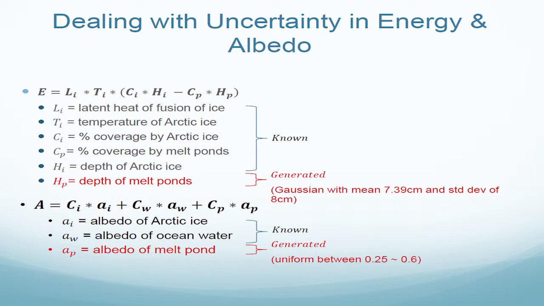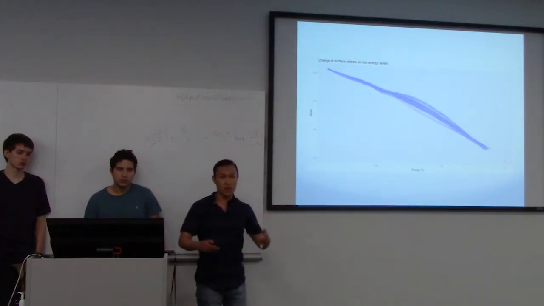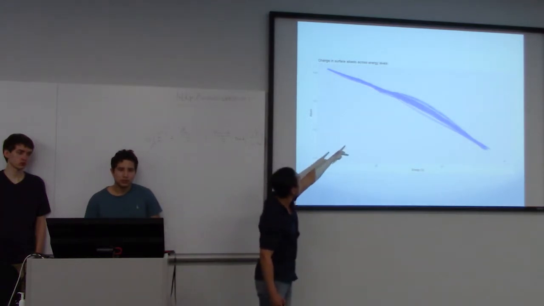And so here's the results of 40 samples that we took from 100 different generations of those stochastic variables. As you can see in the middle there, at around negative 20 joules of energy, this is when melt ponds begin to form. And there's a greater element of uncertainty in that area as these melt ponds form and then drain. So there's different paths that can happen.